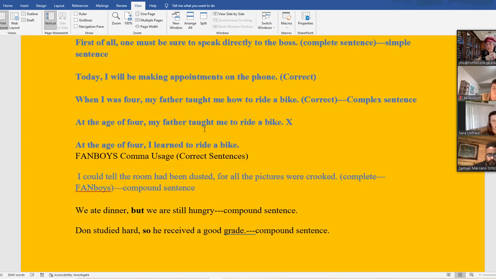I'm not sure why it's incorrect, but shouldn't, like, if you moved it around, my father taught me to ride a bike at the age of 4, would that be correct? My father taught me to ride a bike. So your bike was at the age of 4?